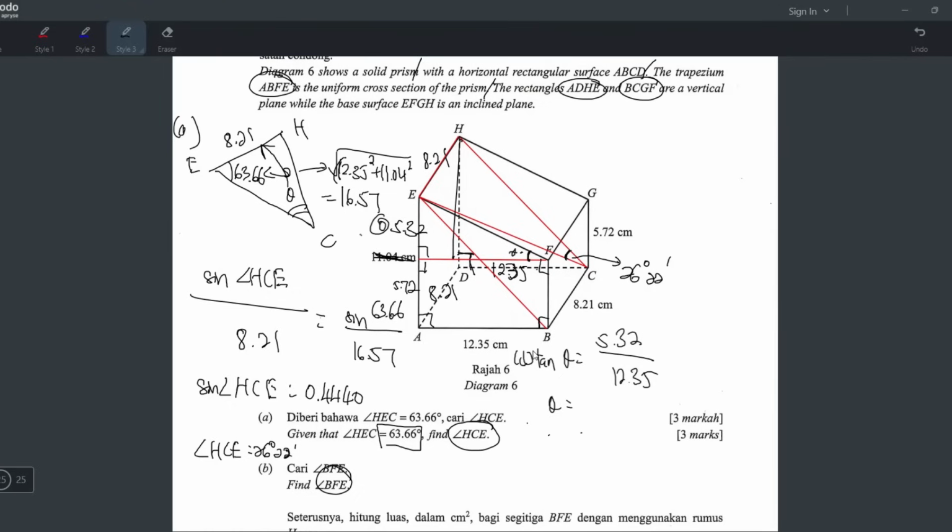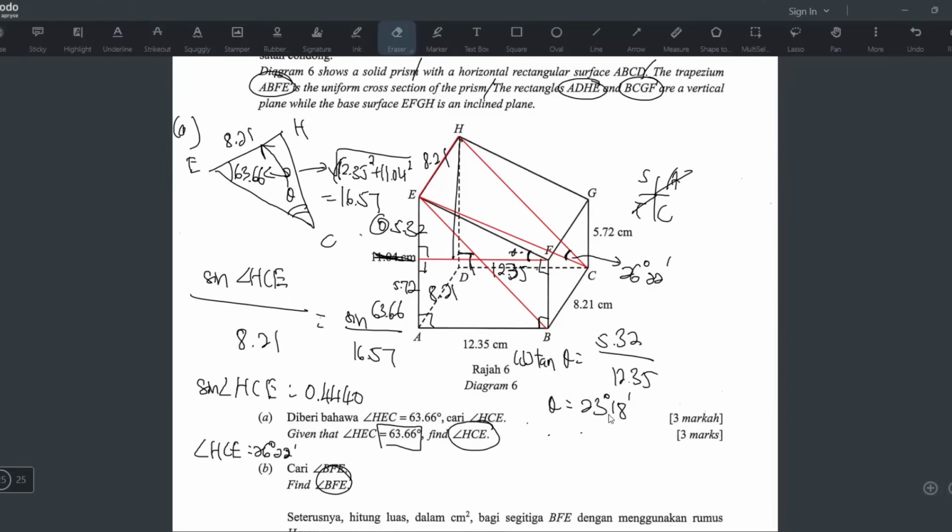So now this one is a normal case. You can just press shift tangent 5.32 over 12.35. I got 23.30, but I like to write in degrees and minutes, so 23 degrees 18 minutes. And of course, make sure you know that when you press shift tangent, there will be two answers also. Where is the other answer? Quadrant 1 and quadrant 3. So the other answer will be in quadrant 3, and to get the quadrant 3 answer, you have to take 180 plus this answer.